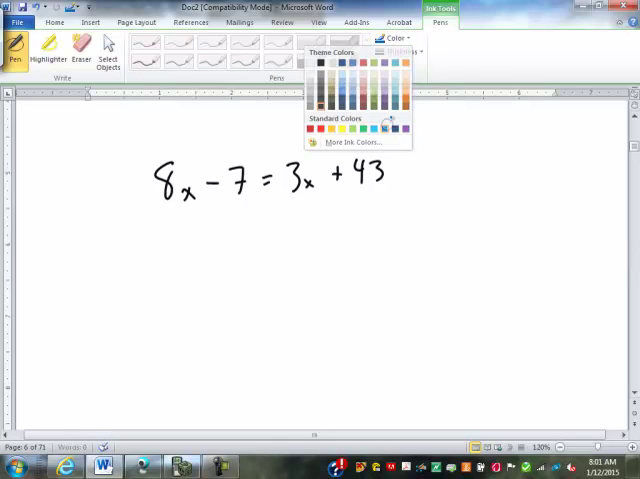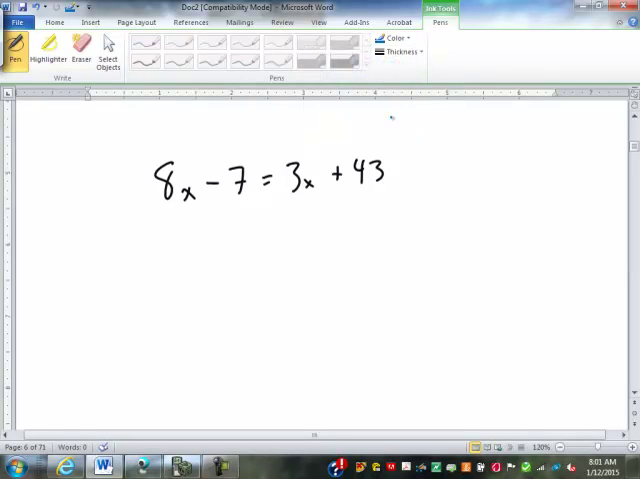What do we do here? We have to get rid of one of the variables because the same variable appears on both sides. We usually get rid of the smaller one, which will be the 3x. So subtract 3x. Leaves us with 43 here. But to keep it balanced, we need to subtract 3x from the other side.